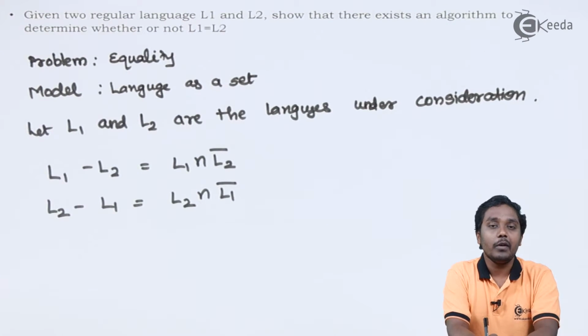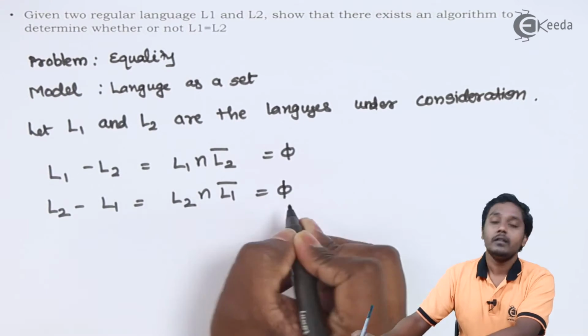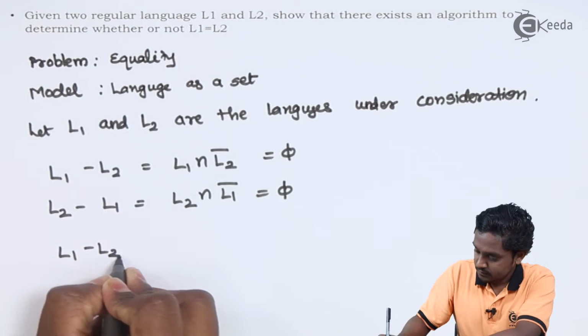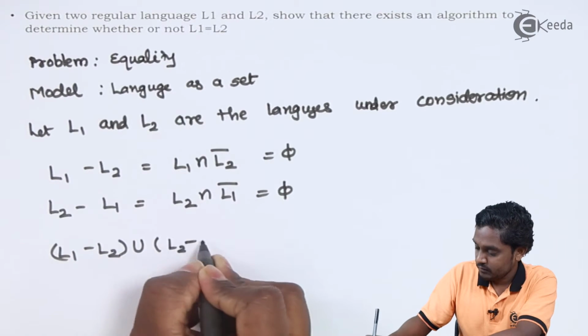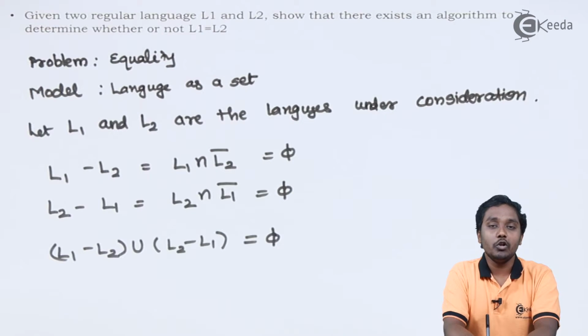Now let us say if L1 and L2 are equal, then in that case L1 minus L2 must be null, as well as L2 minus L1 must also be null. And we know that the union of two null sets is always a null set. So if L1 minus L2 union L2 minus L1 is a null set, that means L1 and L2 are both equal.